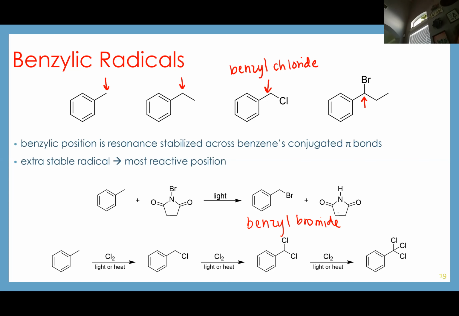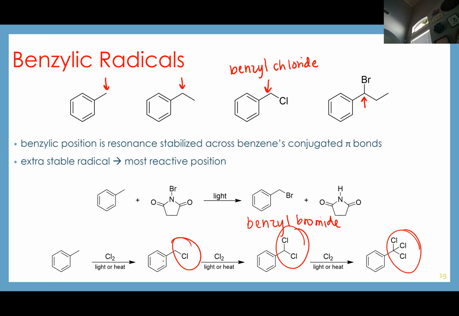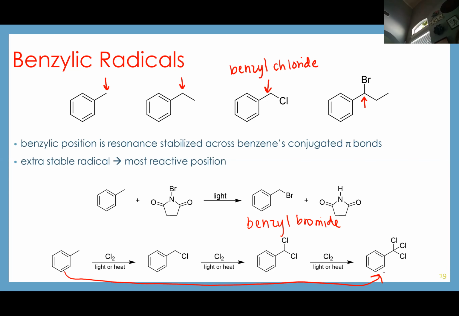You can also just react without NBS. Like you could do this with chlorine in the presence of light or heat. And you can put on 1 chlorine. You can do it again to put on 2, do it again to put on 3. Or you could add in a huge excess of chlorine in the presence of heat or light and get all the way to the tri-substituted position if you wanted to.